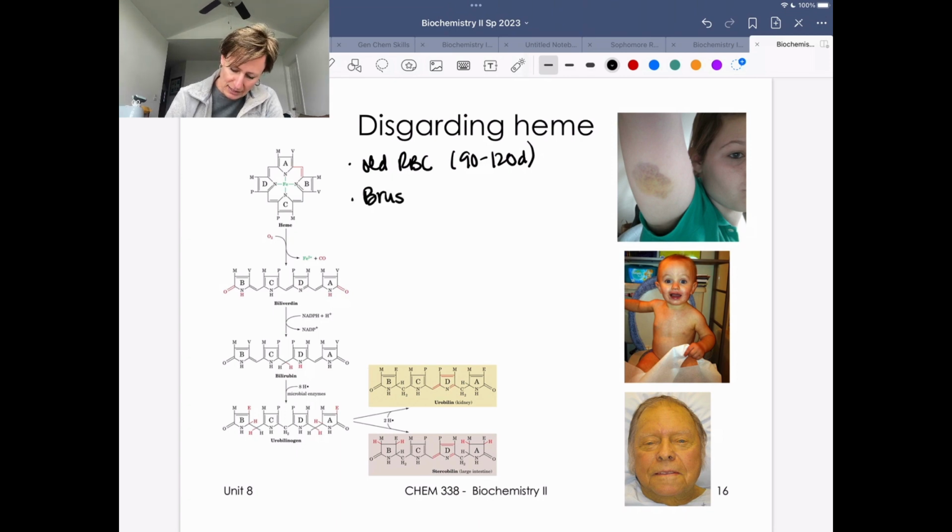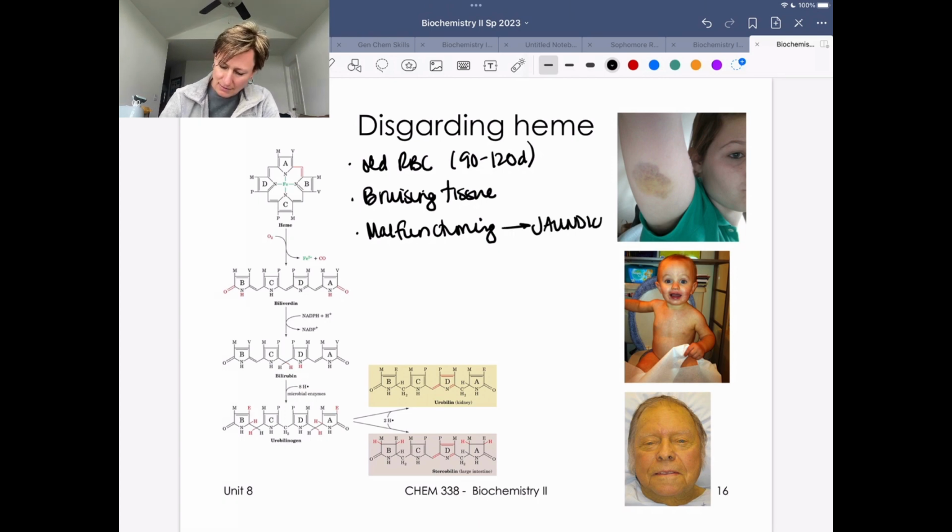Maybe we have some bruising. Some bruising that we have in a tissue, right? So we've got heme that we need to sort of get rid of and break down there. And an inability to discard heme, so again, if this is malfunctioning, if we've pinched our pathway somewhere, that ultimately can lead to jaundice. And we're going to highlight how that happens. And this is particularly problematic with people who have liver disease or infants.